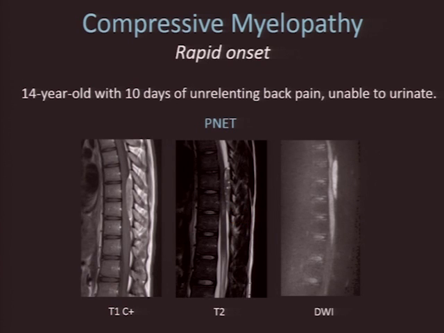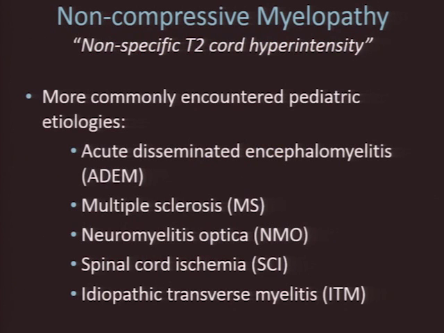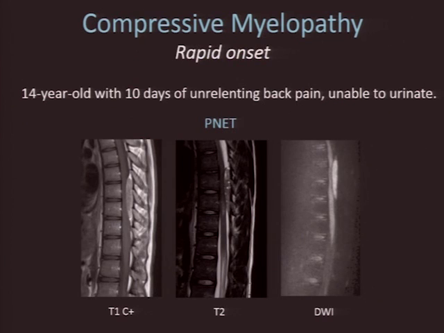So to further characterize that, we did a diffusion sequence, and what you can see is this diffusion restriction throughout this mass, and so we're thinking about something very cellular, something high grade, and this turned out to be a PNET.